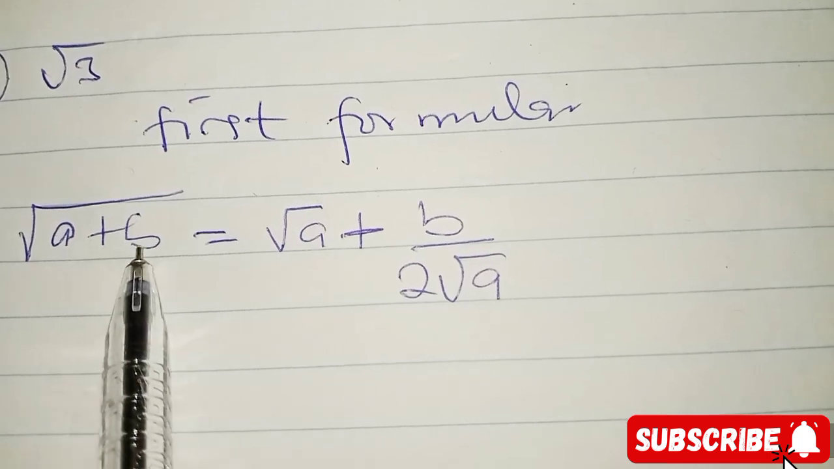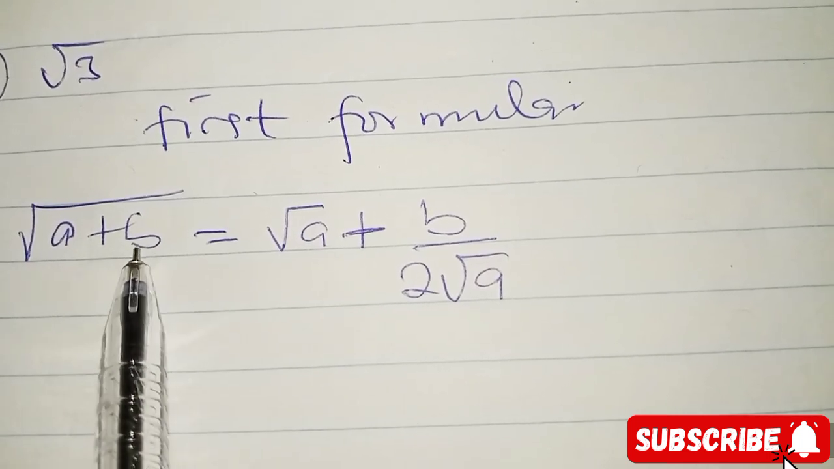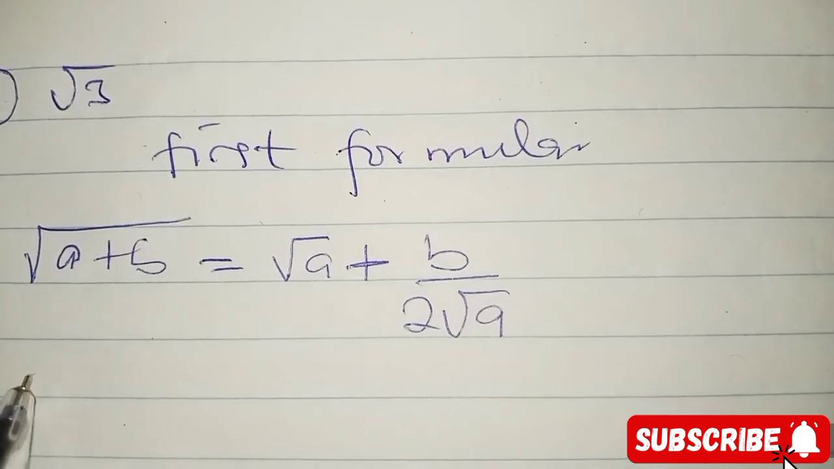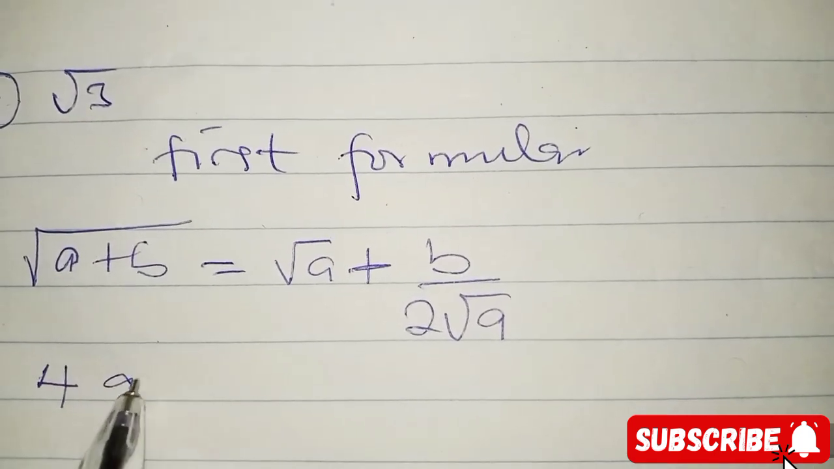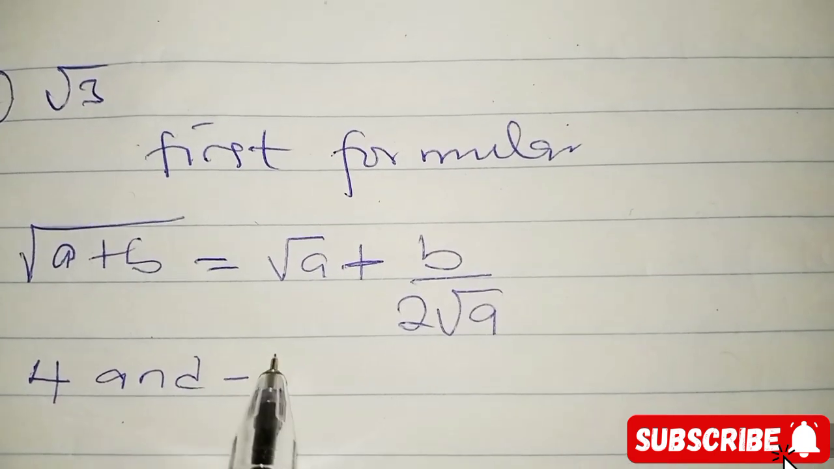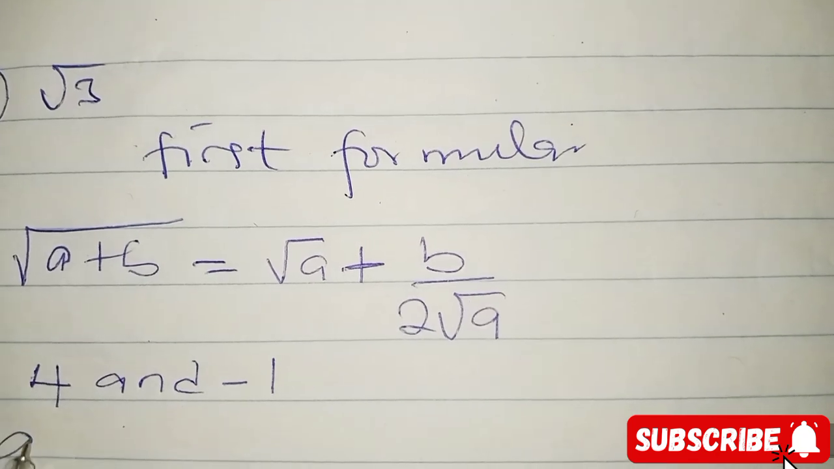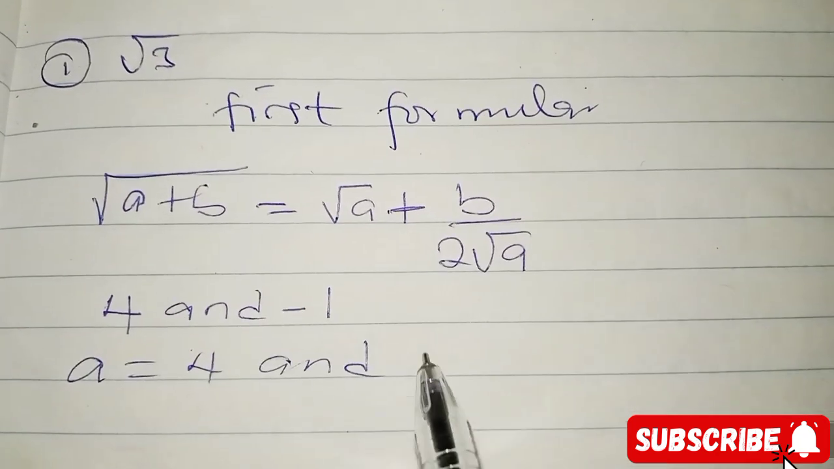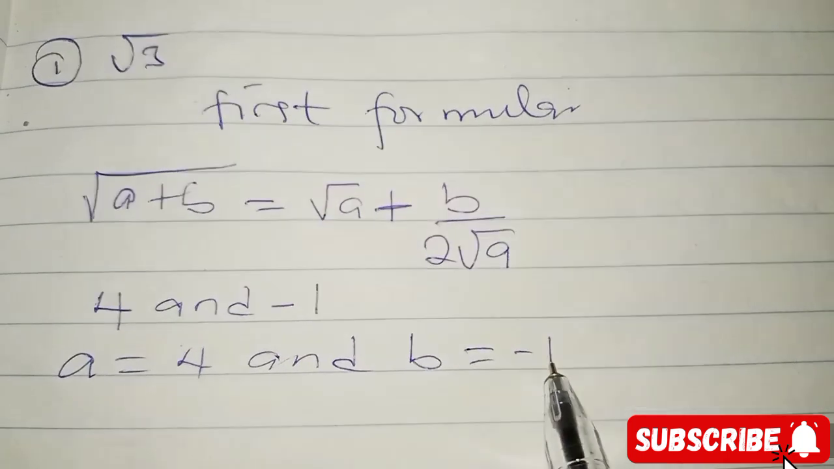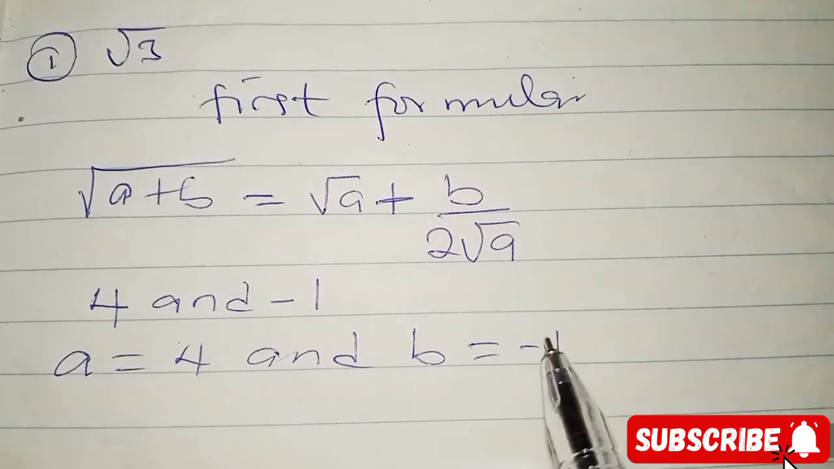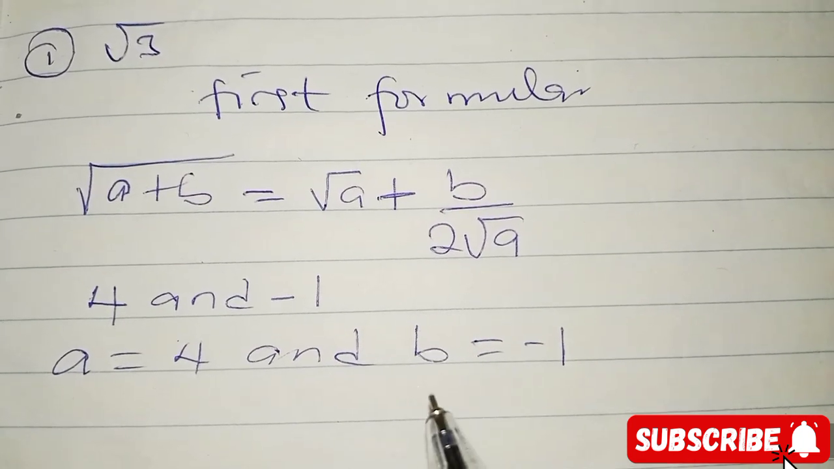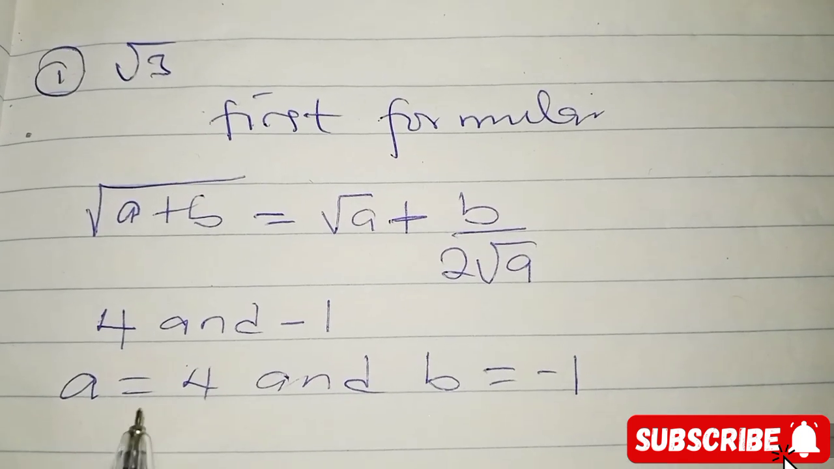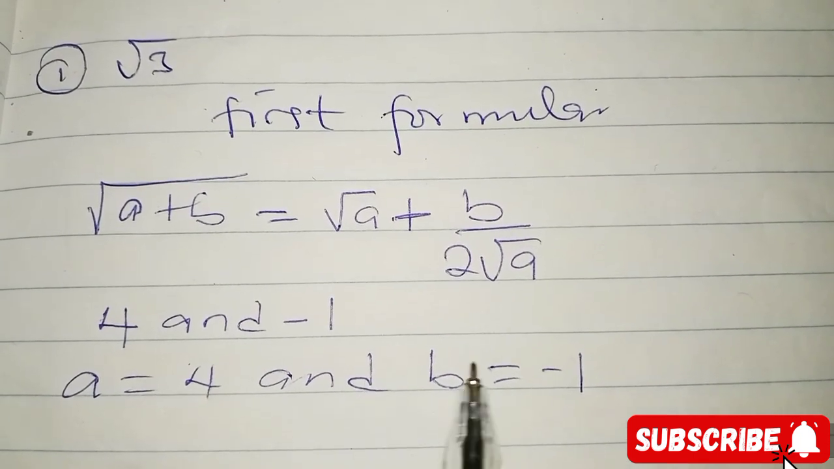If you watch carefully, you will observe that we have two values there. The two values are going to be 4 and minus 1. So that is to say a is 4 and b is equal to minus 1. So let's try this using this method. Let's input into our method. Take note, a is 4 and b is minus 1.